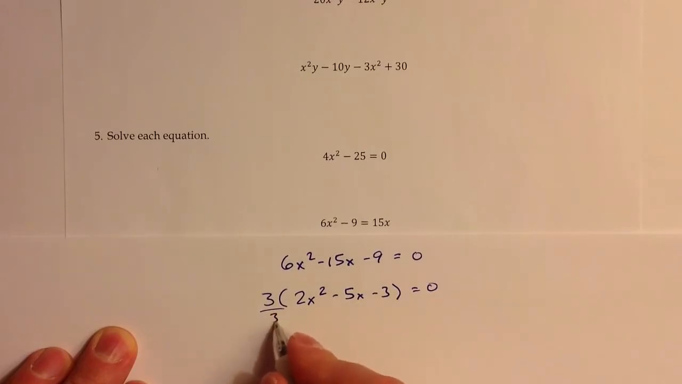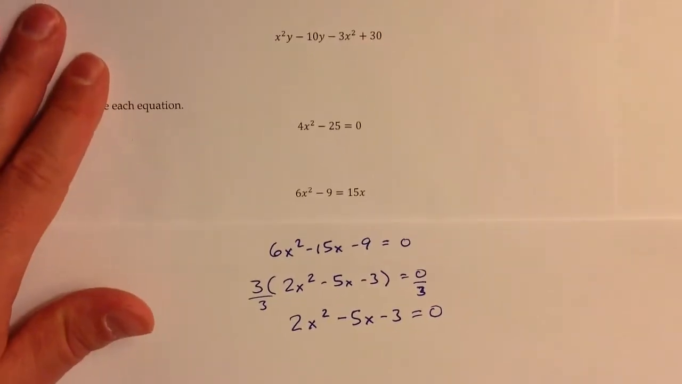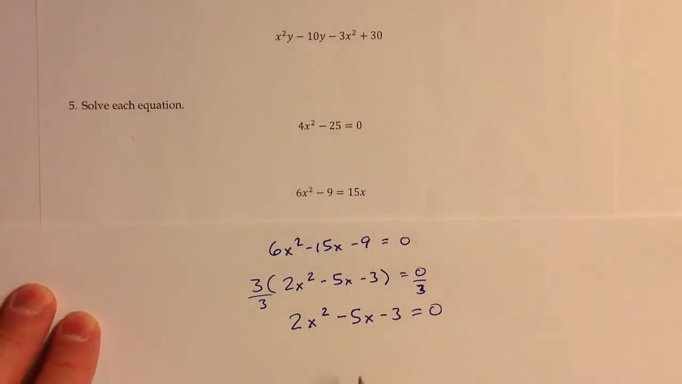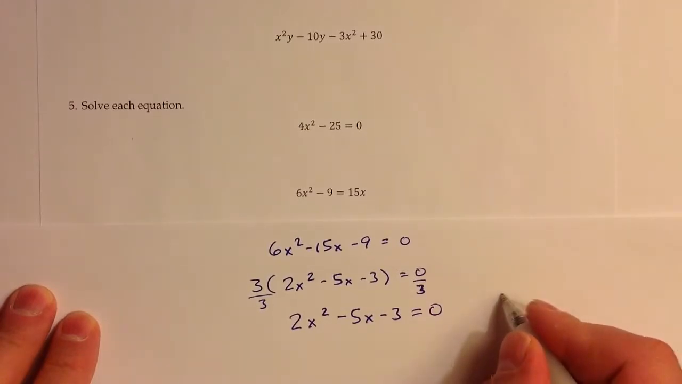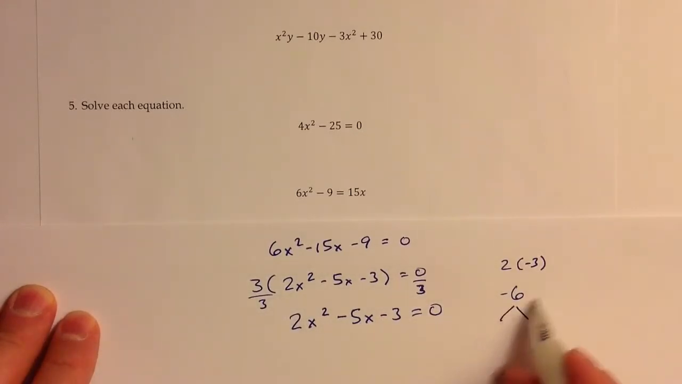And dividing both sides by 3, since 3 is just a number, I can divide both sides by 3. 0 divided by 3 is still 0, so it's an equivalent equation, and the solutions are going to be the same as the solutions to this much simpler equation. And now what I'm looking for is a pair of factors that multiplies to equal negative 6, which comes from 2 times negative 3, and adds to equal negative 5. So we can think of some options, 1 times 6 or 2 times 3 are where we can look.